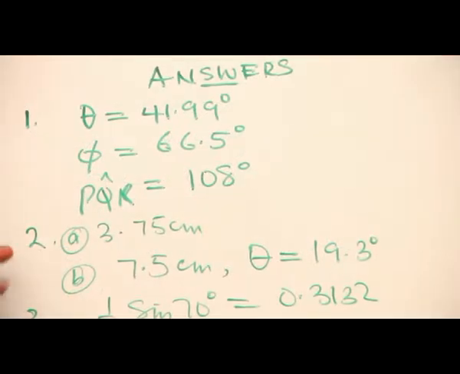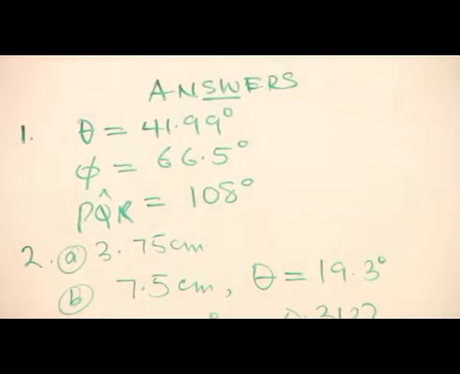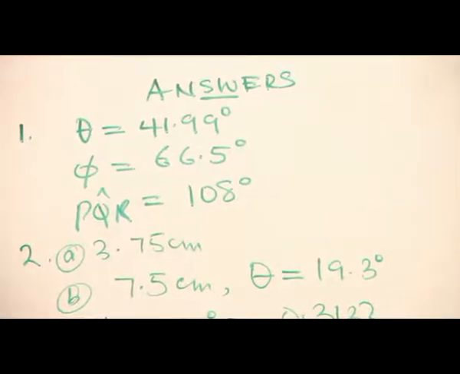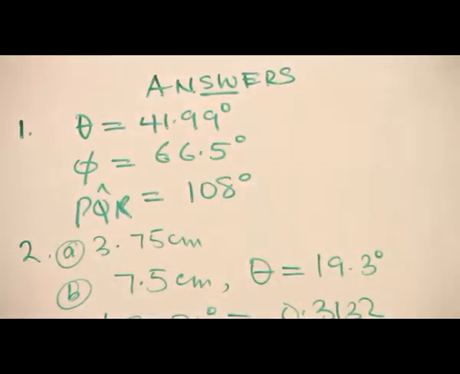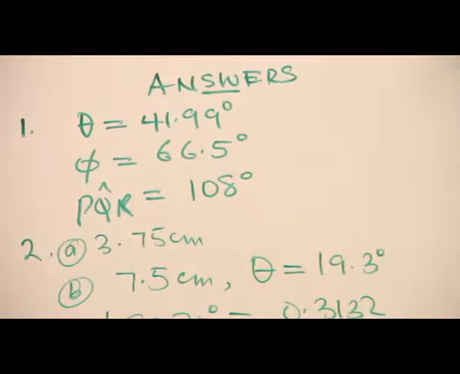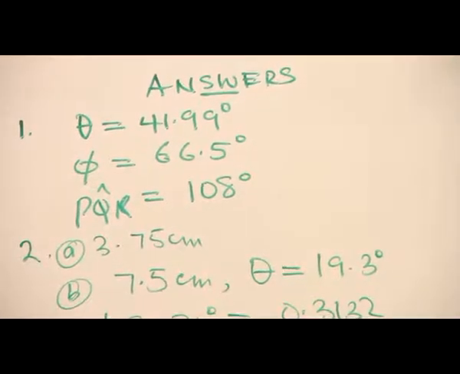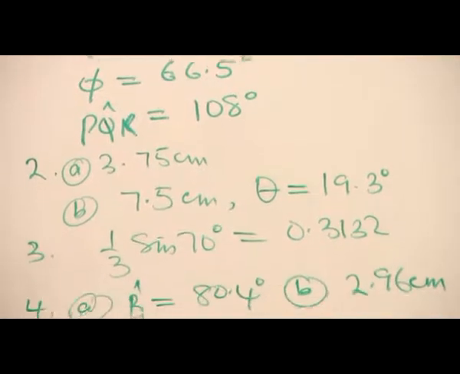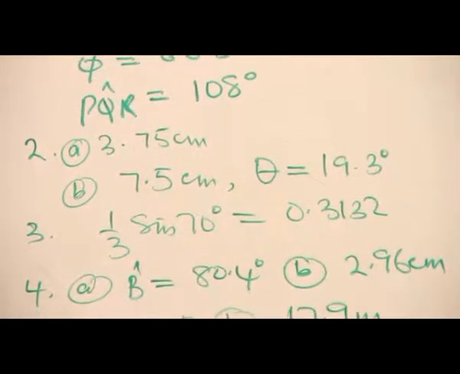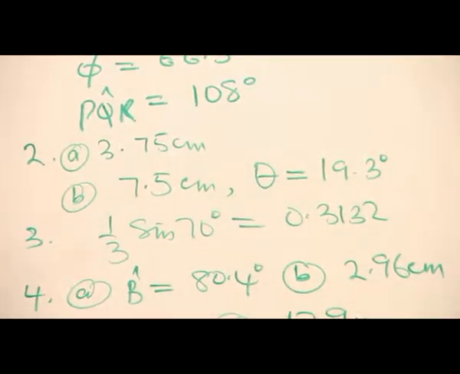These are the solutions or the answers to the exercise which I gave to you. Question number 1, theta 41.99 degrees, phi 66.5 degrees, angle PQR 108 degrees. In question number 2, A is 3.75 cm, B is 7.5 cm, theta is 19.3 degrees.